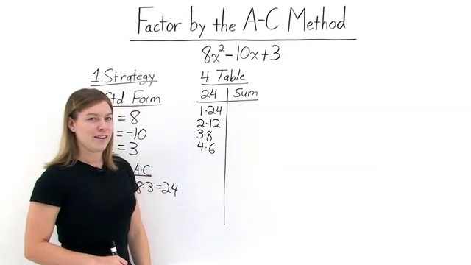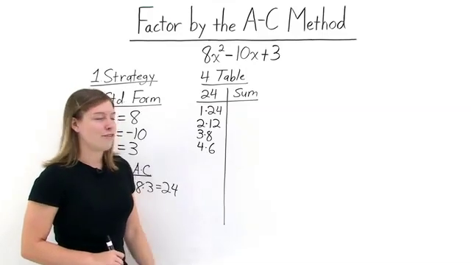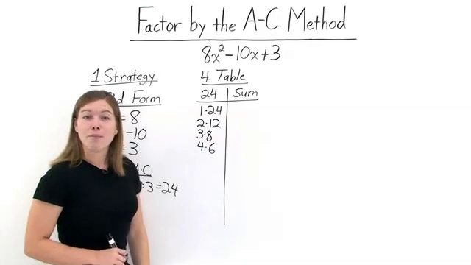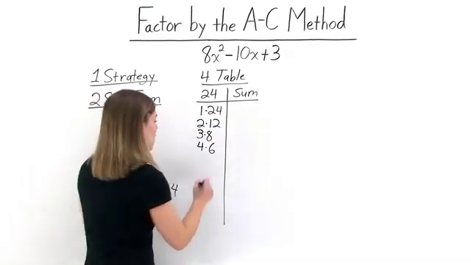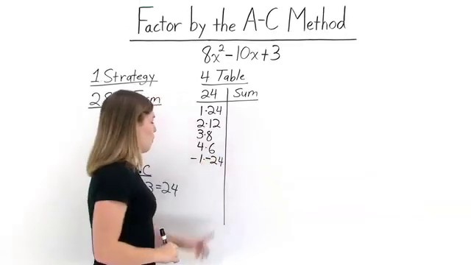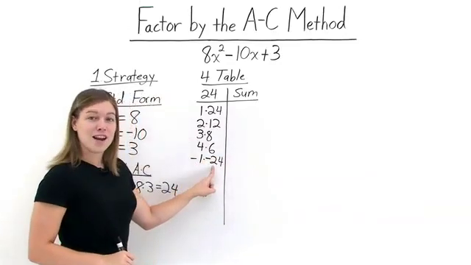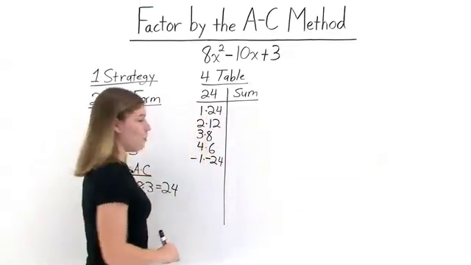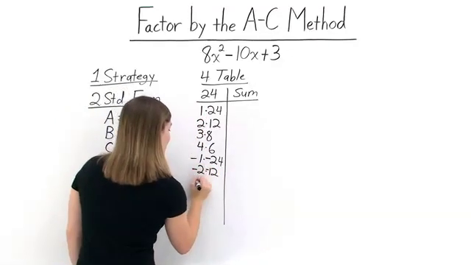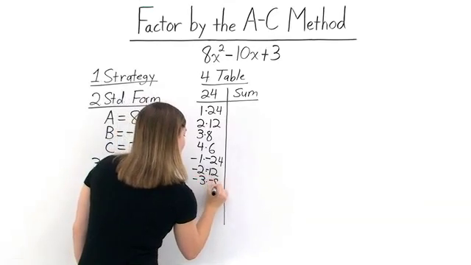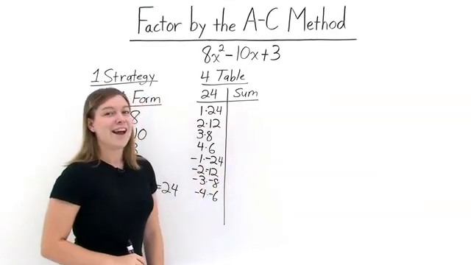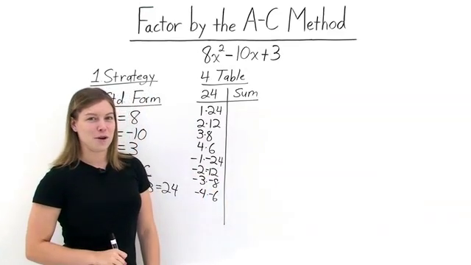But have we? What if we were to make a negative on each one of our factors? Those would multiply together and be a positive 24. So each of these factors has to have their negatives along with them. So we need to take negative 1 times negative 24. That equals 24. We need to do this with all of our factors. We have negative 2 and negative 12, negative 3 and negative 8, and negative 4 and negative 6. Now we found all the factors of 24.